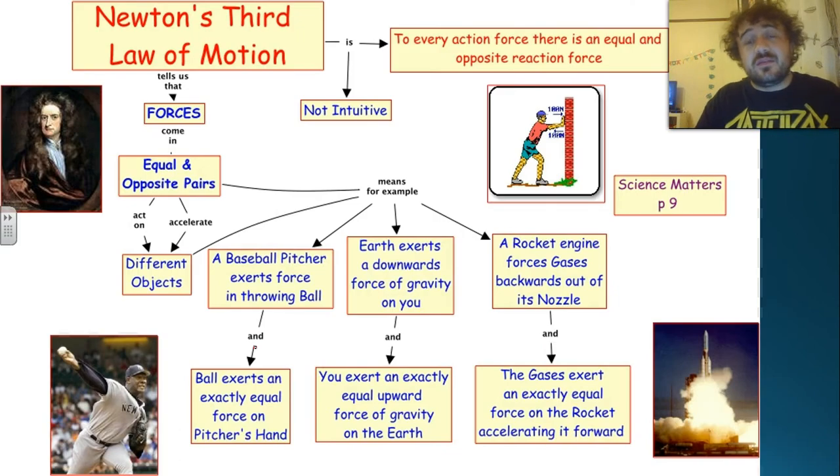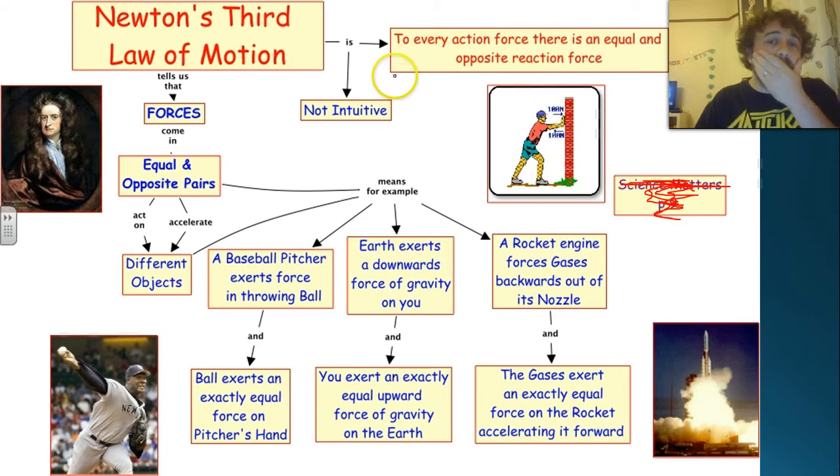Okay, so here's a little summary of it, and I would suggest you get this down. It's very important that it's not intuitive. You understand that it's not the way we think about the universe naturally. So for every action force, there is an equal and opposite reaction force. It tells us that forces come in equal and opposite pairs that act on different objects. And when a force acts on an object, it accelerates that object.